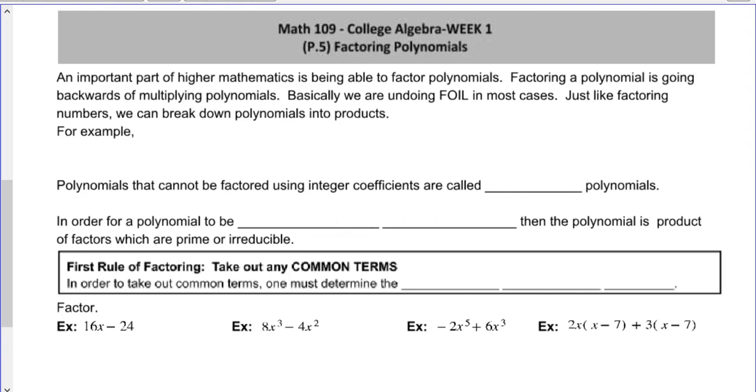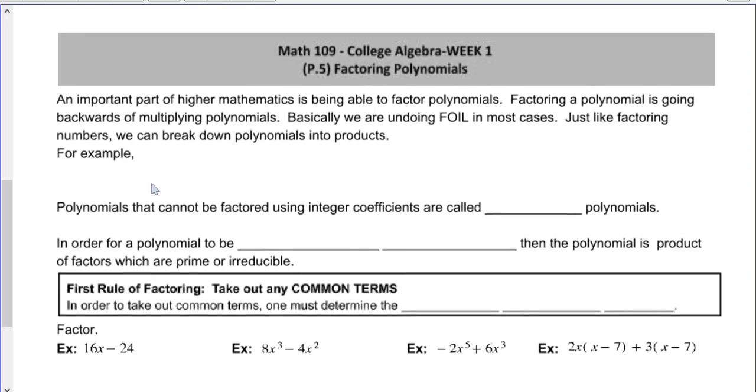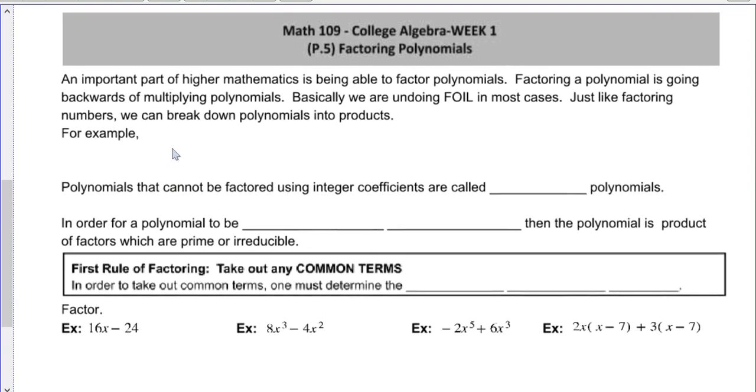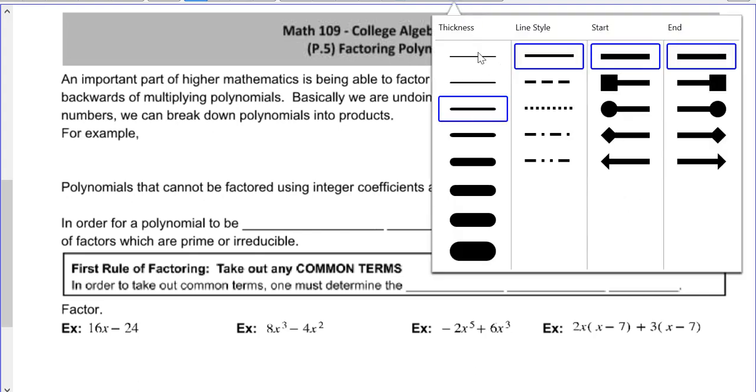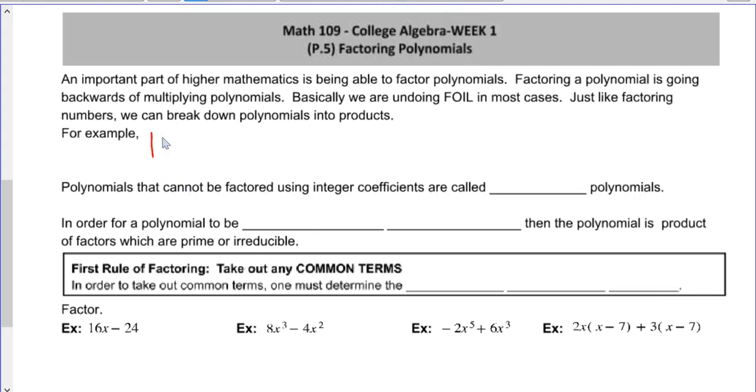Just like factoring numbers, we can break down polynomials into products. So for example, if I wanted to factor the number 15, this is just a number, so I could break it down as 5 times 3. I could also look at factors of 15 to be 1 times 15.